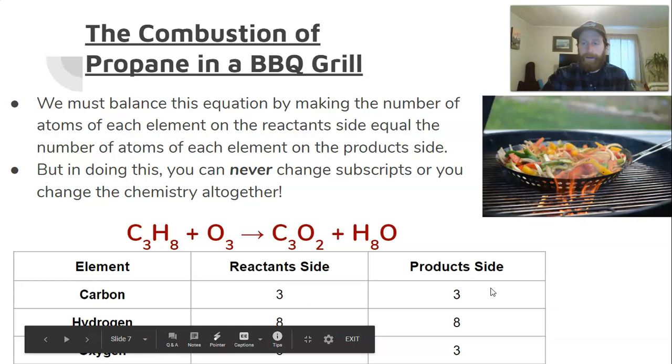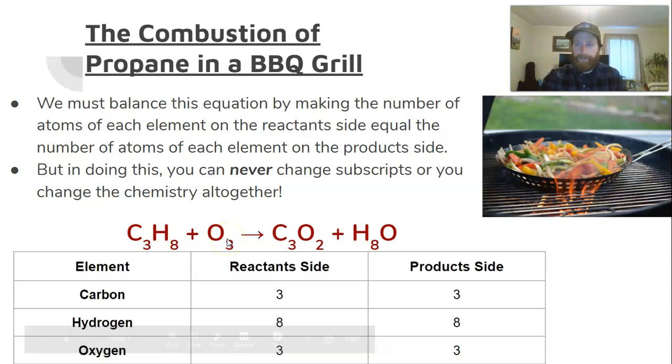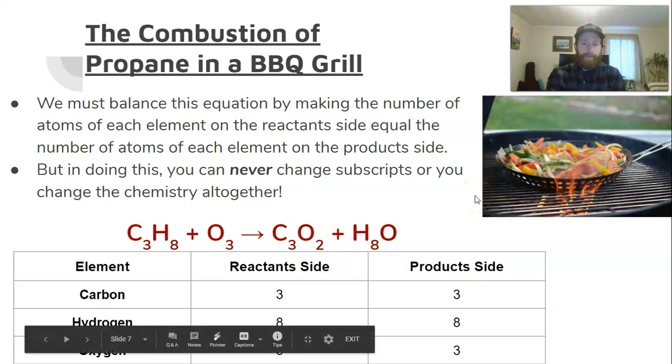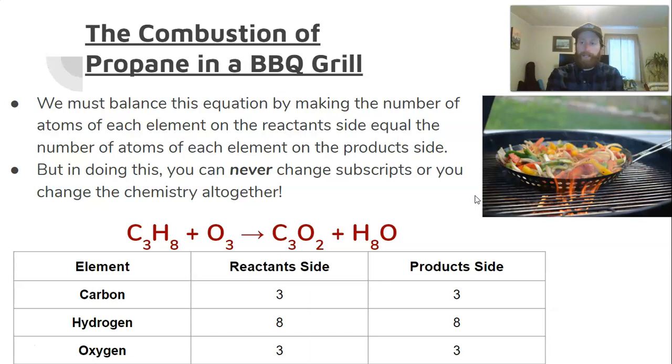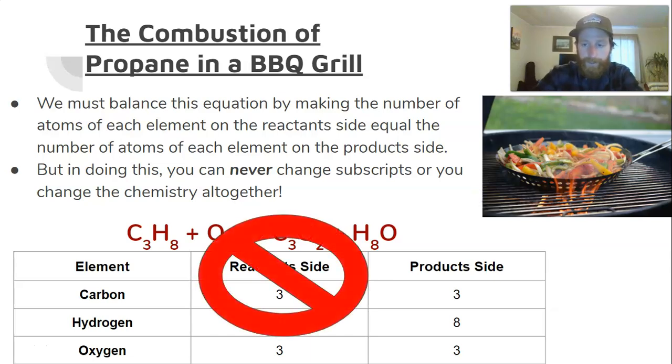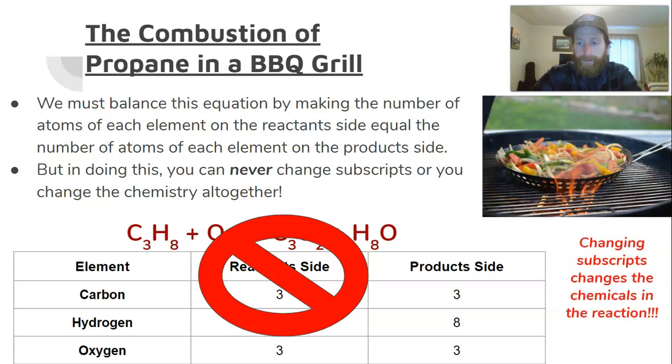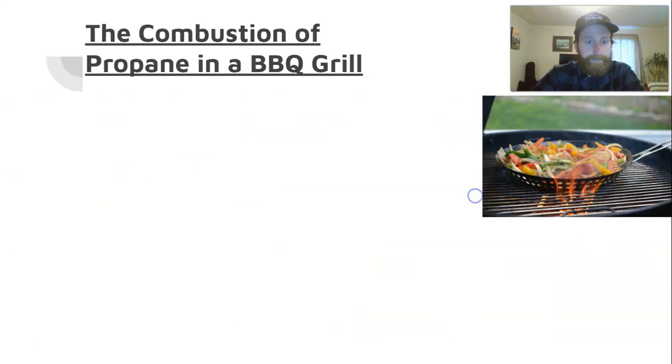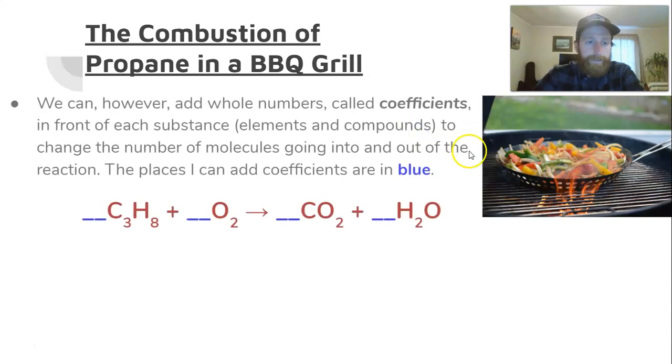But when I do that, I've now changed the compounds I'm talking about. O3 is ozone, it's not oxygen gas, and so ozone is not actually a reactant in the combustion of propane. And then these things on the product side just don't even exist. There is no molecule H8O, and it's certainly not water. Same with C3O2, that's not carbon dioxide. So do know that you can never change subscripts when it comes to balancing chemical equations. Do not do that. It changes the chemicals altogether. So what can you do, you might ask?